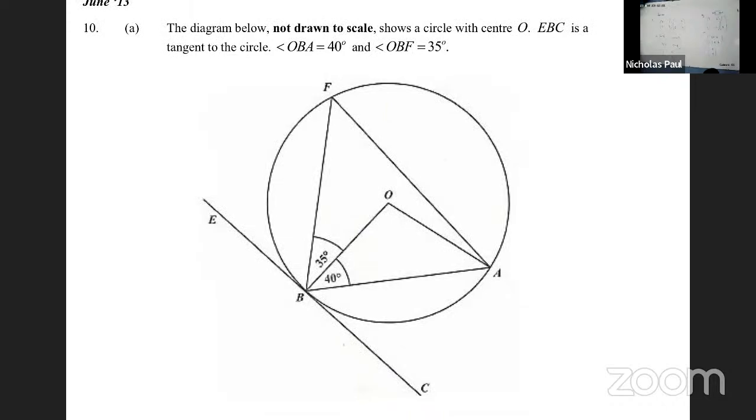copy it down and then if you want, you could try and figure out all the angles. Then we'll go back and answer what they asked us to do. If you want, you could go right ahead and try and figure out all the angles.